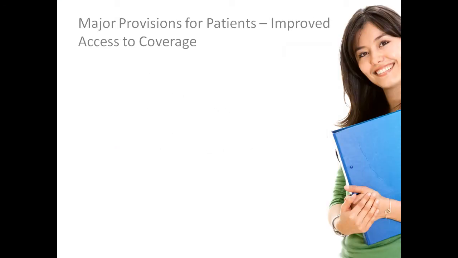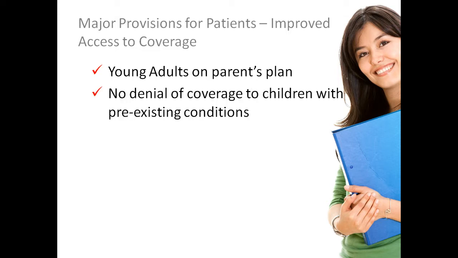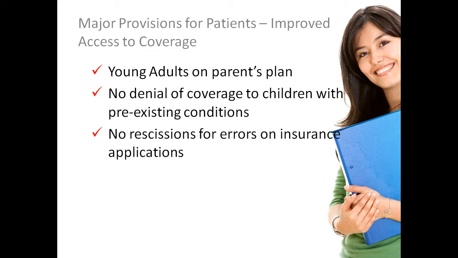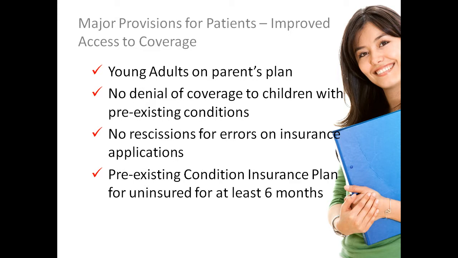The ACA also includes provisions for improved access to coverage, such as young adults remaining on their parents' plans until age 26, no denial of coverage to children with pre-existing conditions, no retroactive denial of coverage for errors on insurance applications, and a pre-existing condition insurance plan for those who have been uninsured for at least 6 months. These provisions can help in several ways.